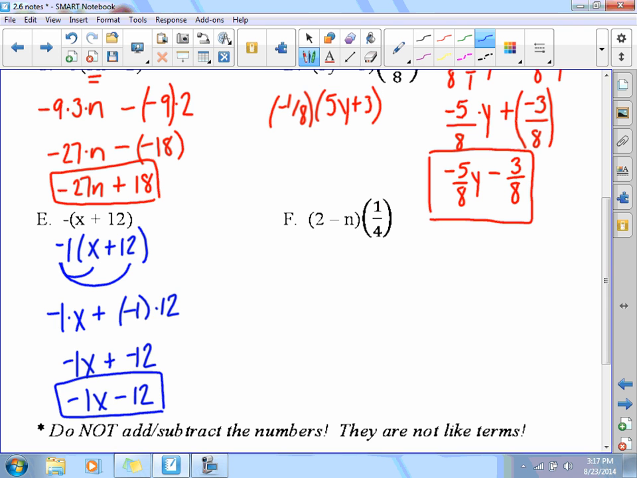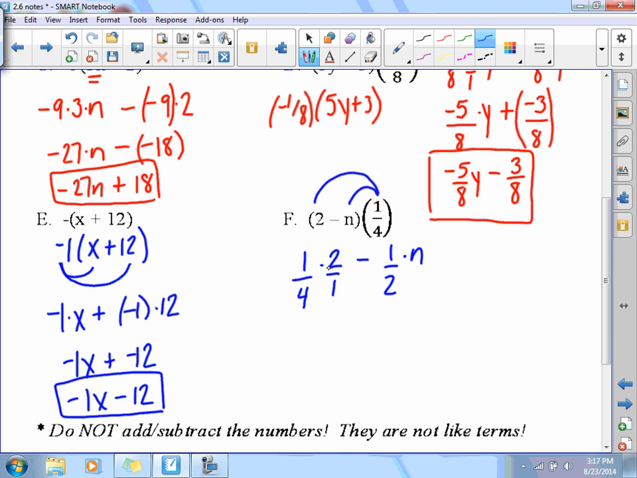Okay, last example, part F here has another fraction. Again, it's written behind the other parentheses, but that doesn't matter. We're still going to distribute. We're going to take the negative 1/4 times the 2 and the negative 1/4 times the n. I'm sorry, positive 1/4. So 1/4 times 2 minus 1/4 times n. Now remember, I can put this 2 over a 1.